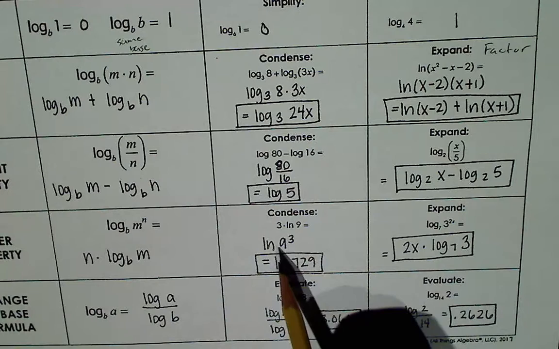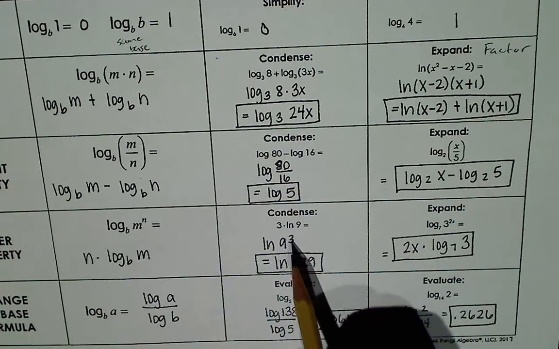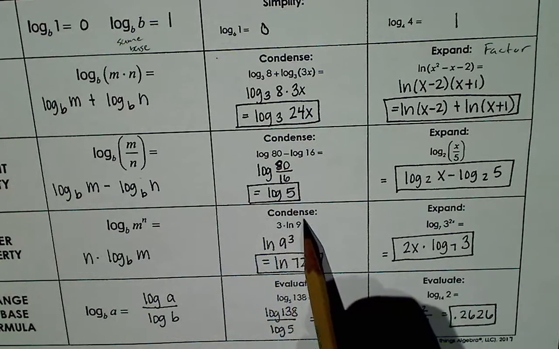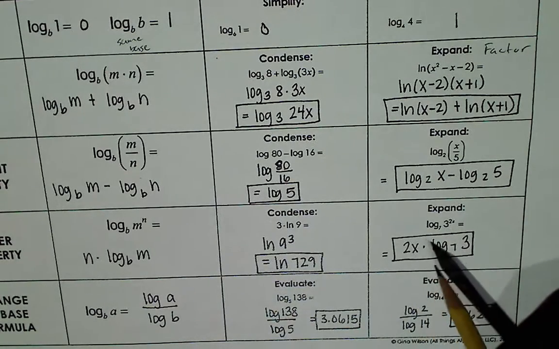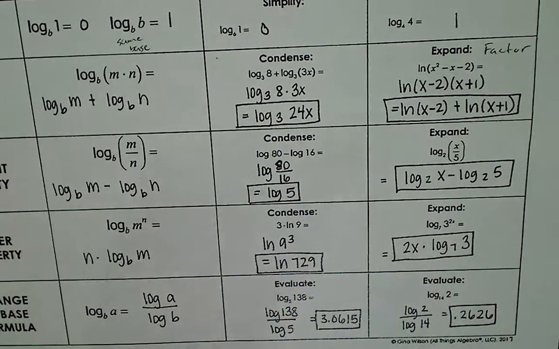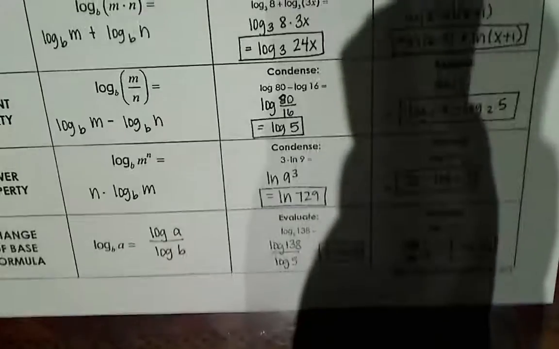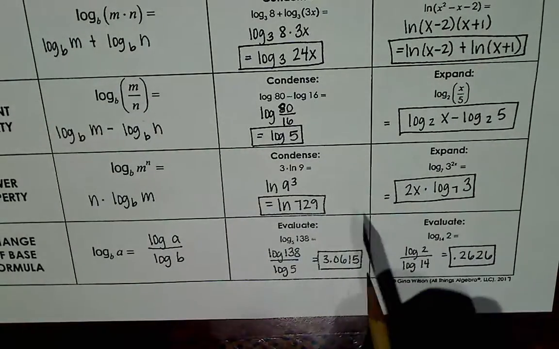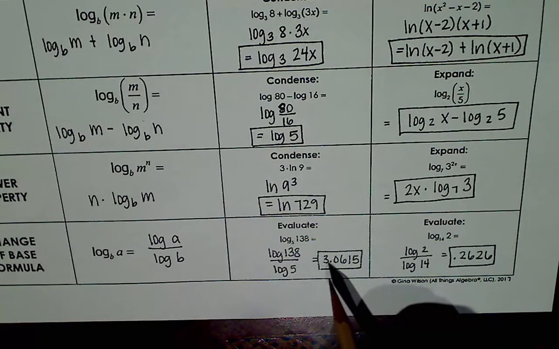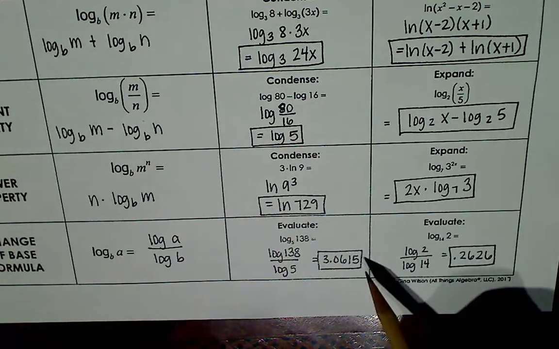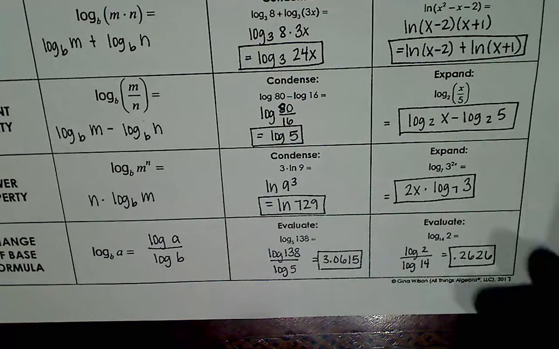Condensation: rewrite this as natural log of 9 to the third power, because this goes to the exponent. Expansion: rewrite this as 2x times log base 7 of 3. And again, I'm going to go through examples. I'm just showing you what you're going to be looking at. Then evaluation: you have log of 138 over log of 5. This is called change of base again, and this is for calculator purposes as well.